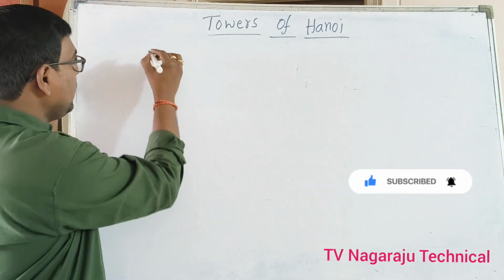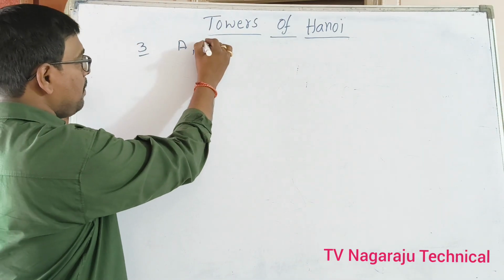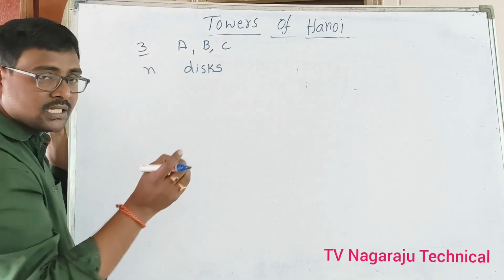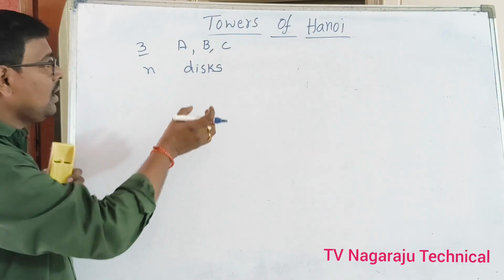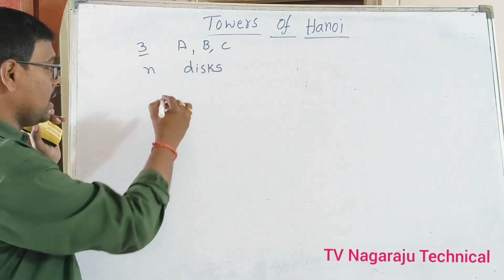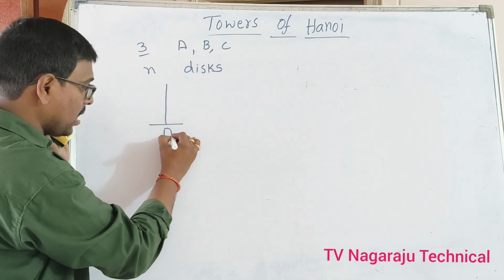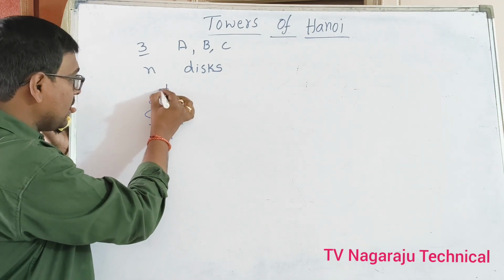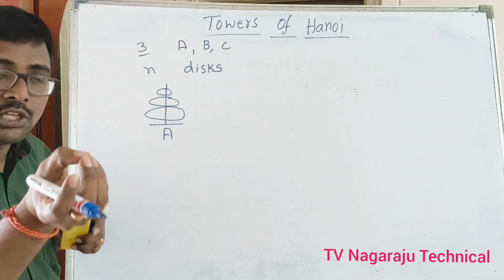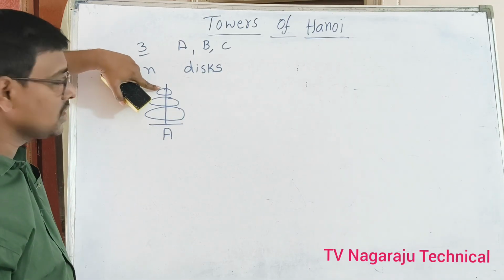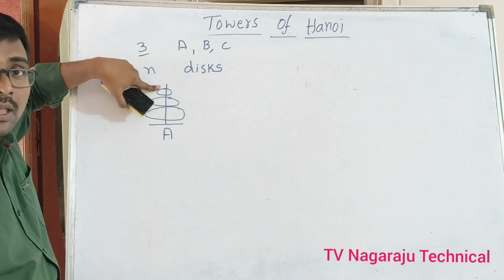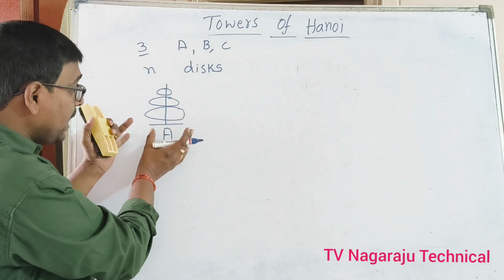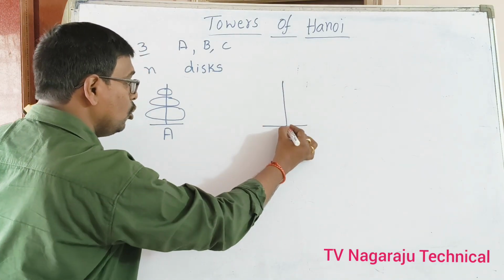We have three rods. The rods are A, B, C, and n number of discs of different sizes. Initially, all the discs are placed in rod A. So, assume this is my rod A. Initially, all the discs are placed in rod A in the order of the largest disc at the bottom and the smallest disc on the top.